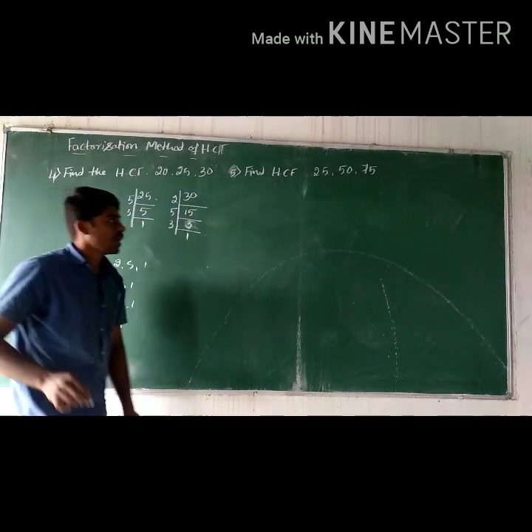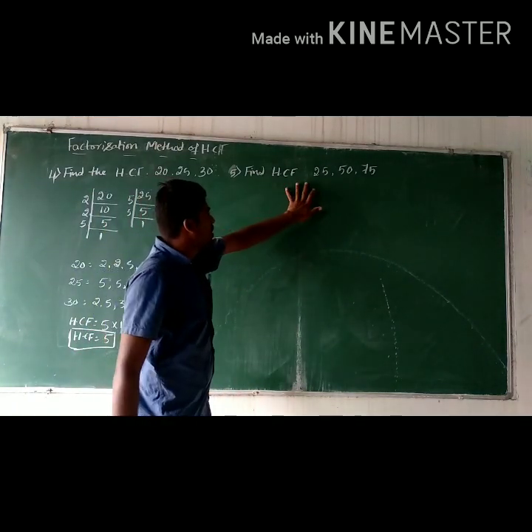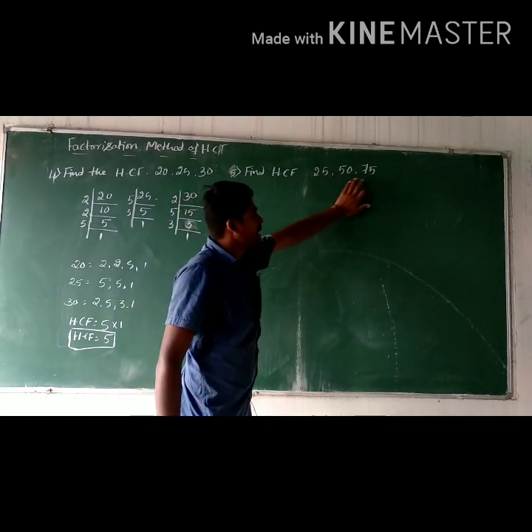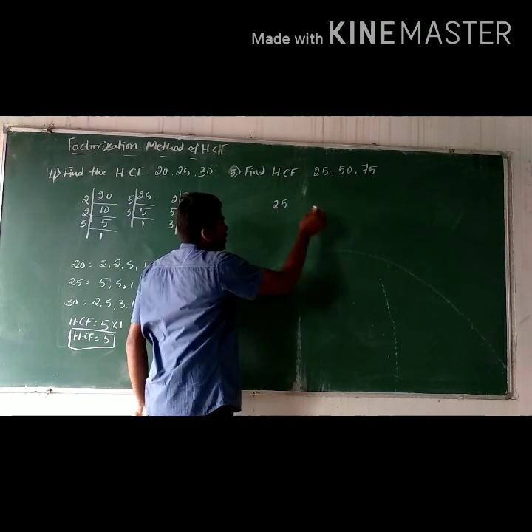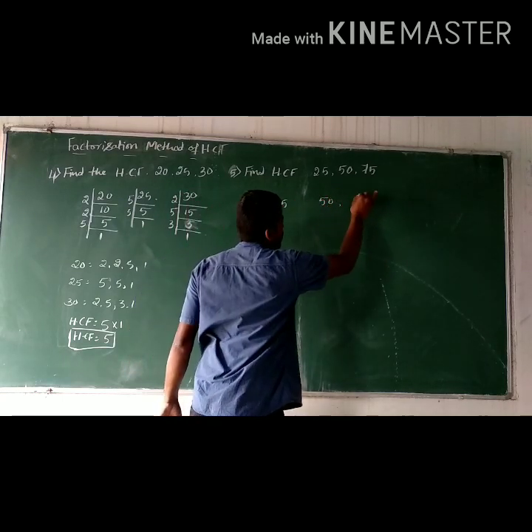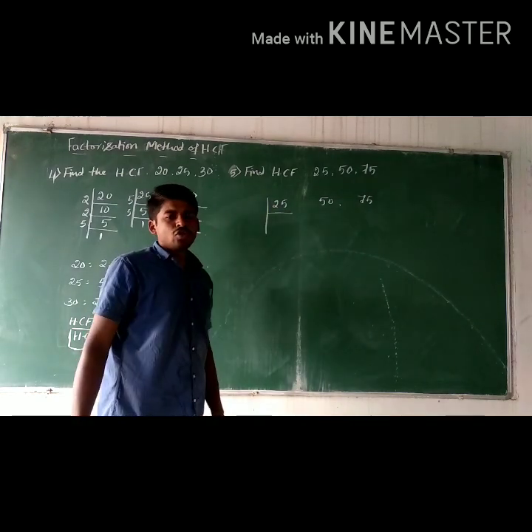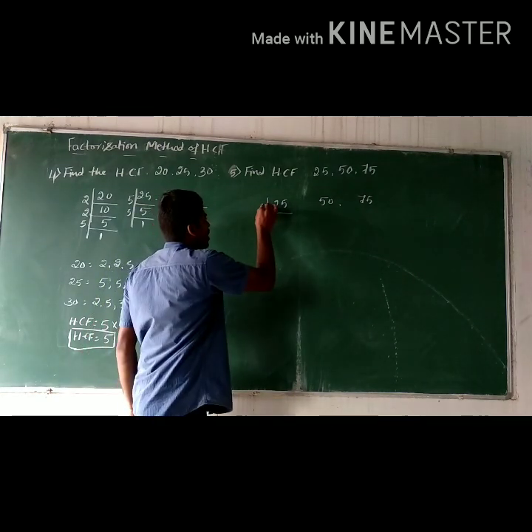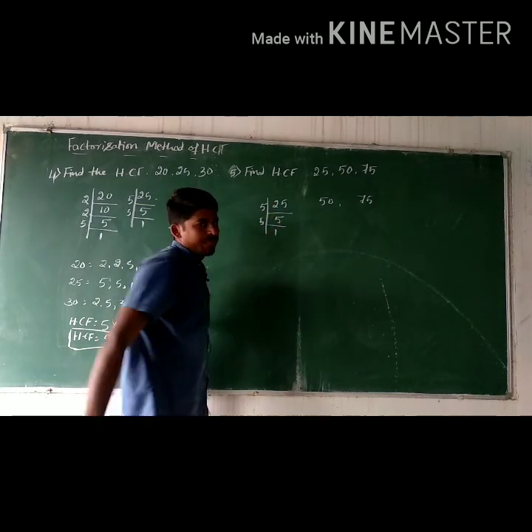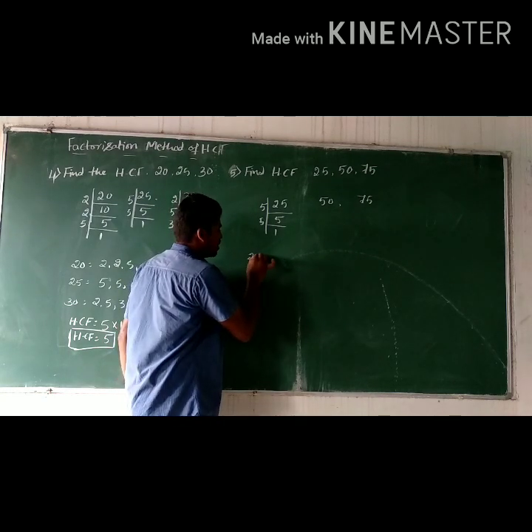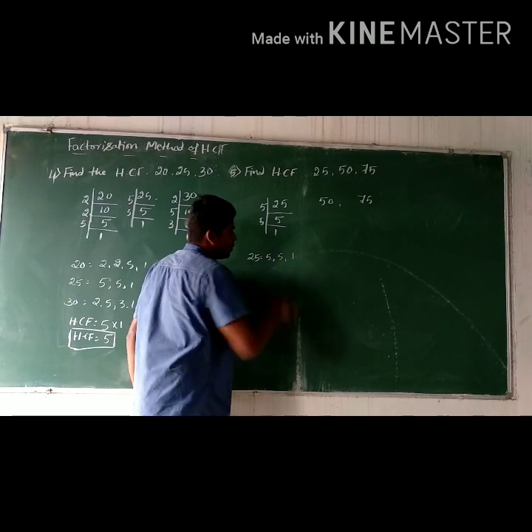You can next come to the next one: find the HCF of 25, 50 and 75. Let's calculate individually. 25: we are not going to divide by another number, so I take 5. 5 fives are 25, then we get 1. The numbers taken for 25 are 5, 5 and 1.